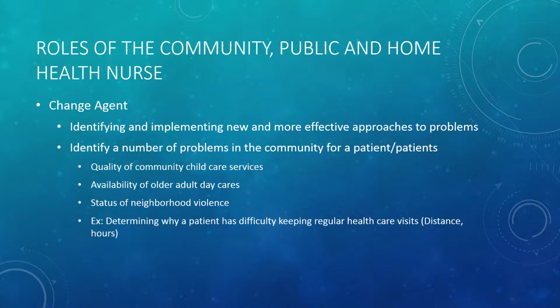And some of the problems that you might run across as a community-based nurse or a public health nurse is maybe quality of community childcare services. You might see the problem with the availability of older adult daycares. You could see a problem with the status of neighborhood violence. And an example I gave is determining why a patient has difficulty keeping their regular healthcare visits. Is it a matter of the distance? They can't get there. Is it a matter of the hours of the clinic that they go to? So identifying a problem and helping advocate for the patient by being a change agent. Let's solve the problem for our patients.